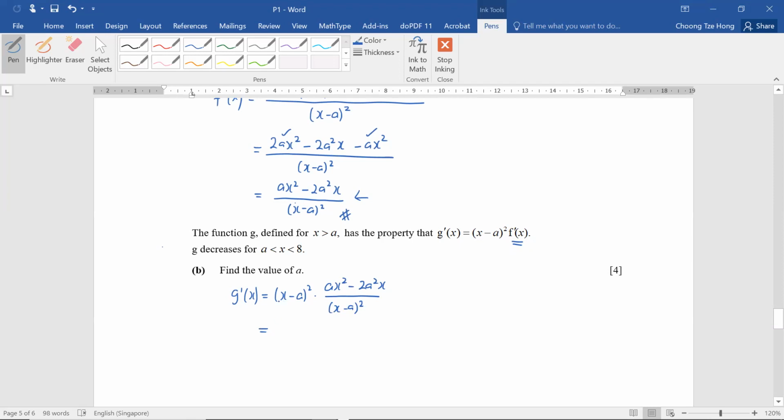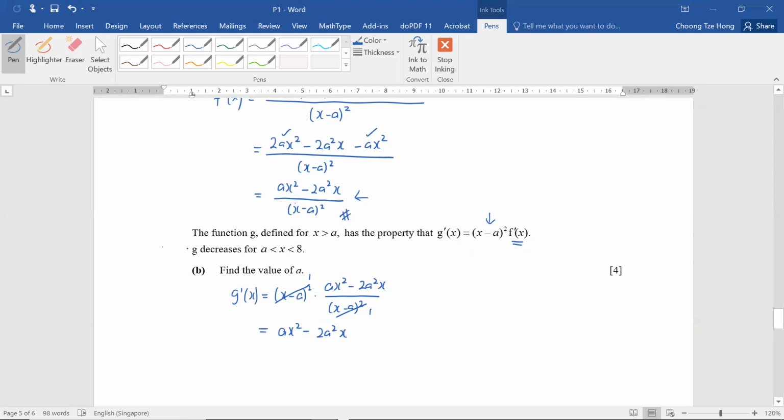From here, you can see that we can cancel off these two terms. That's the purpose of having this over here when they design the fraction. So over here we will have ax squared minus 2a squared x for the expression of g prime x.